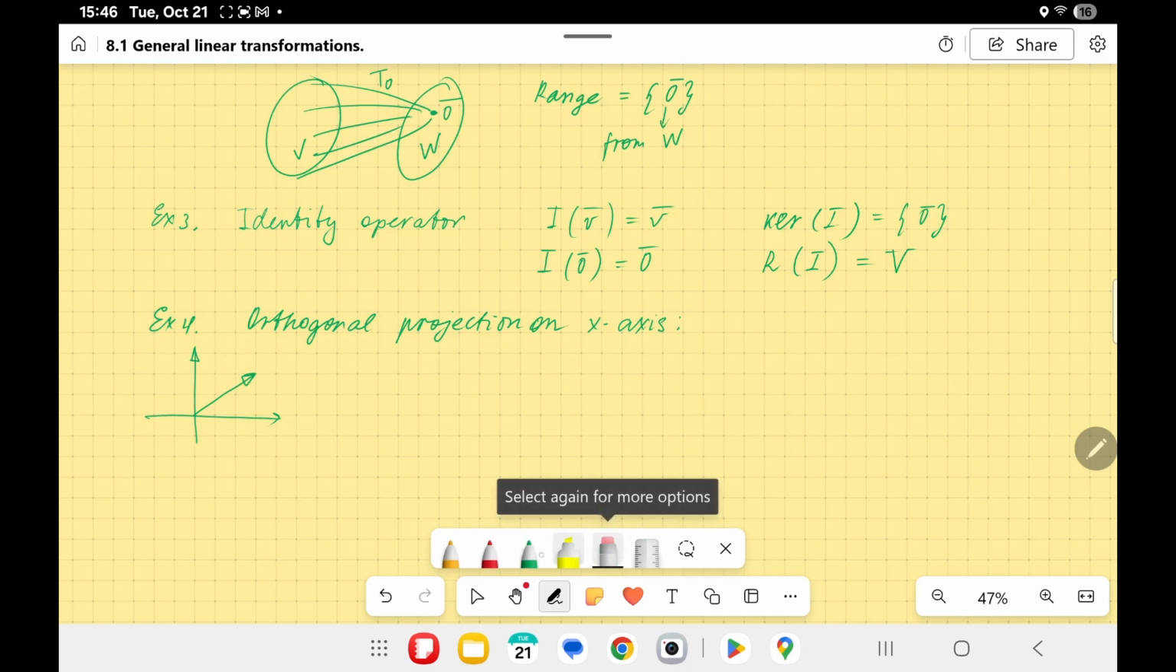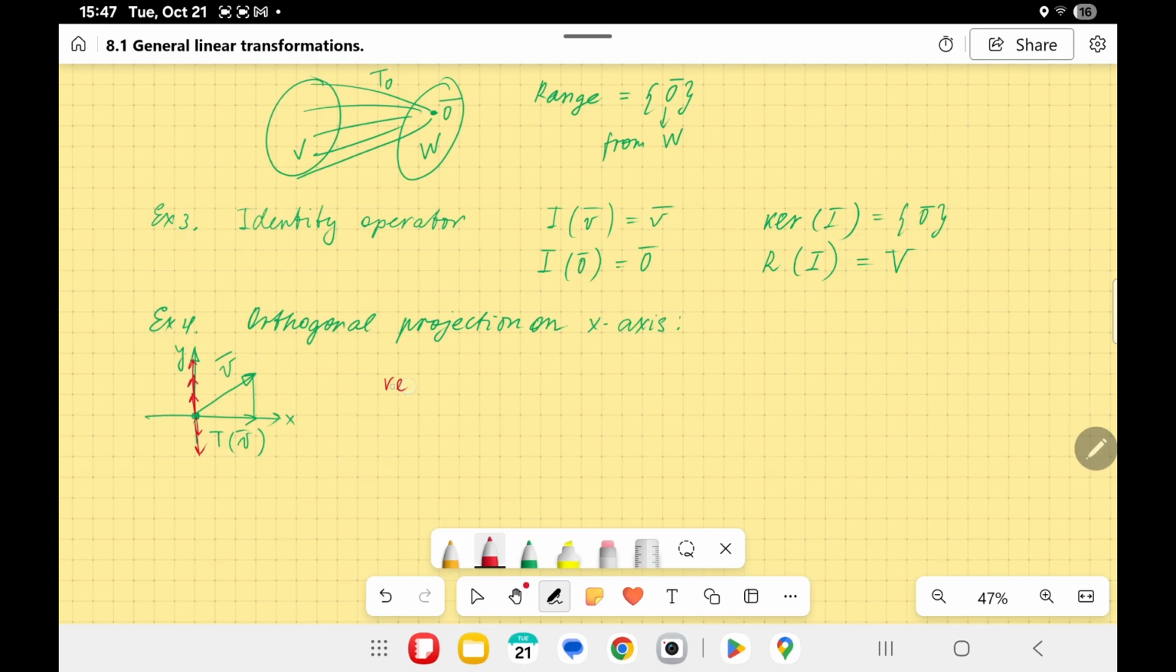Let's do vector v, and the projection is going to be T of v, orthogonal projection. So guys, what is going to be the kernel? Well, all vectors which are going to be projected into the zero vector at this point. What are going to be those vectors? They are going to be vectors which are along the y-axis, right?